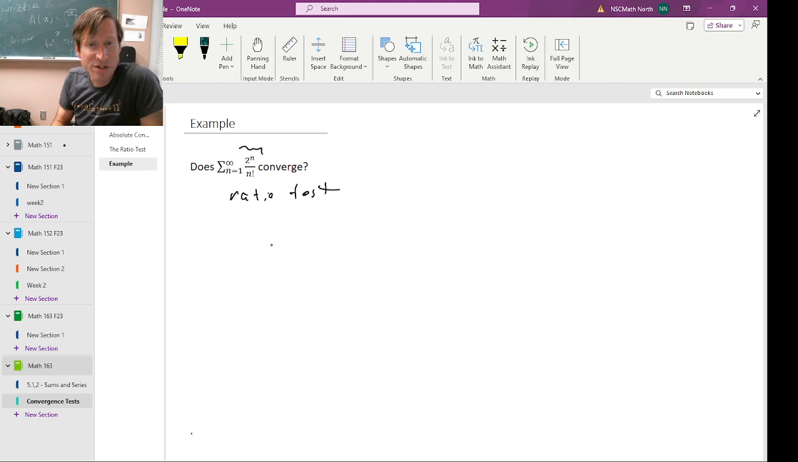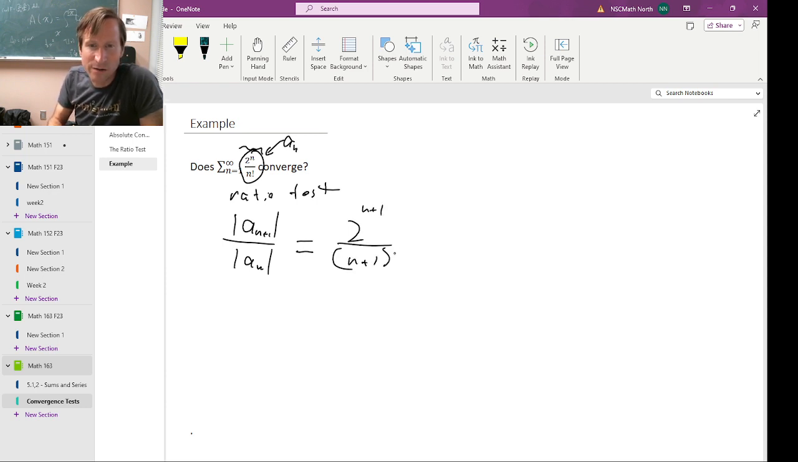Okay, remember to use the ratio test, we need to look at the absolute value of a sub n plus 1 over the absolute value of a sub n. Fortunately, everything here is positive, so we can stop writing our absolute values. So a sub n plus 1, we have to take this, right? This is a sub n, and we have to plug n plus 1 in here. So that's going to look like 2 to the n plus 1 over n plus 1 factorial. Okay, now divide that by a sub n, which is 2 to the n over n factorial.